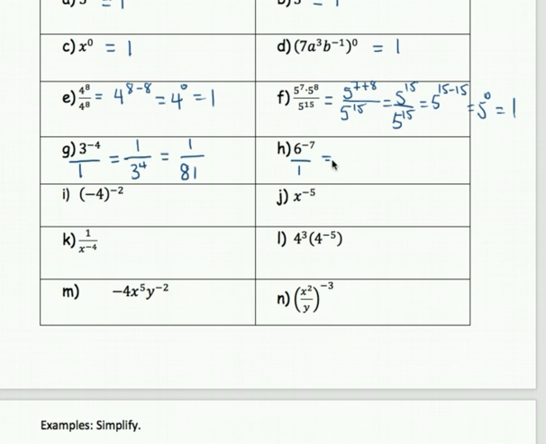Here's another negative. We have to fix that before we can calculate it. And then we get a really, really big number.